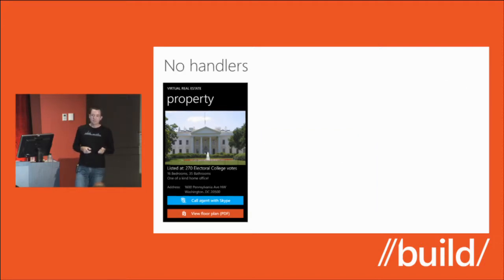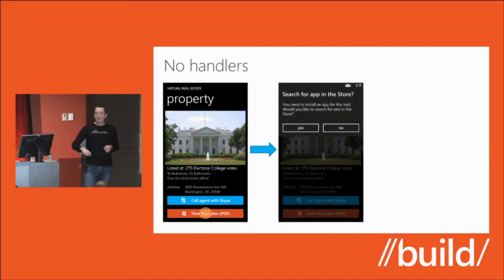The second case is the one I just mentioned, where there are actually no handlers installed to deal with a particular task. So in this case, I've got a PDF file that represents the floor plan of this exquisite property that is on the market this week only. And the user taps on this, but they don't actually have either the Adobe Reader app installed or the new Windows Reader that we've ported over to the phone. And so in that case, the system will recognize that and pop up a piece of system UI, an action required dialog that says, you don't have an app, you need an app to handle this particular task that you're trying to complete. Do you want to go to the store and get one?